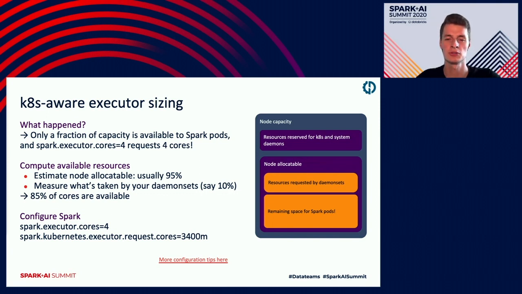So the correct configuration is to set spark.executor.cores to 4, so that Spark runs 4 tasks in parallel on a given node, but set spark.kubernetes.executor.request.cores to 3.4 CPUs, so that the pod is actually scheduled and created.